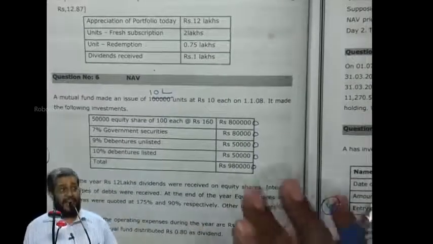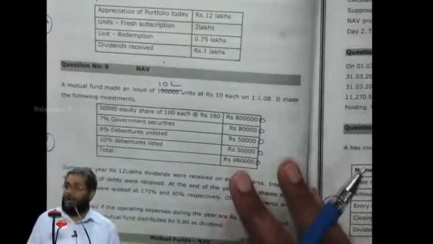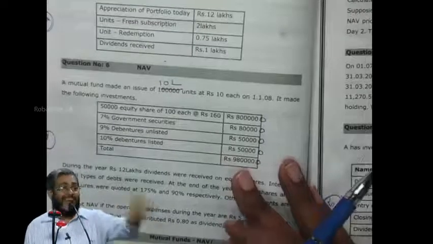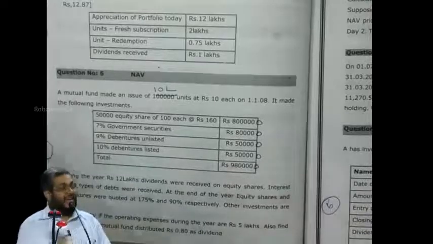Total is 98 lakhs. I started a fund, accepted 1 crore rupees, and invested only 98 lakh. What is the 2 lakhs here? Cash. It is kept as liquid cash. Can I present it or not? No. This was done at the beginning of the year, right or not?